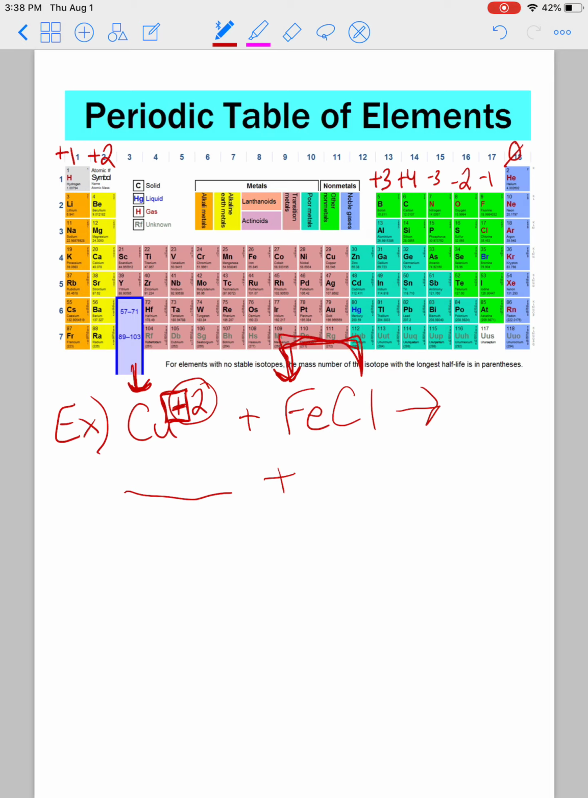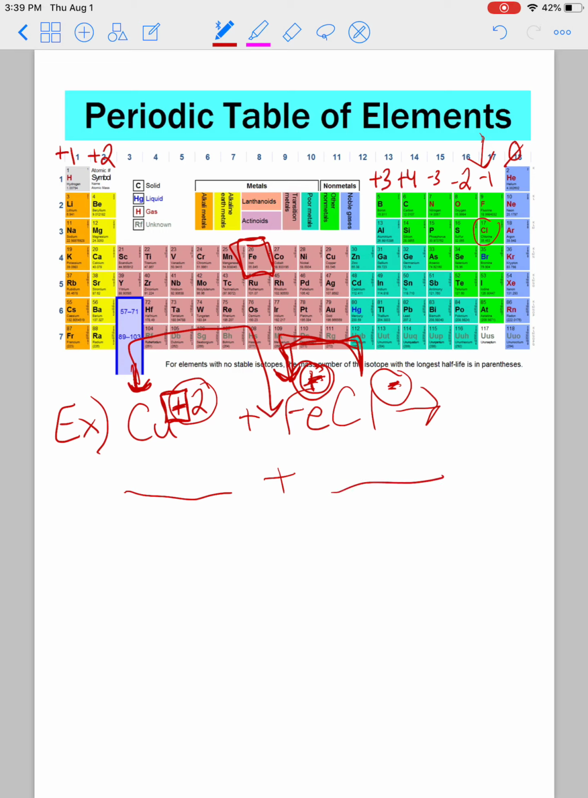So if we look for Fe, we can see that it's a transition metal. It doesn't give us the charge because they have multiples. It doesn't give us the charge on the periodic table. So we can remember that transition metals typically have a positive charge. And then chlorine, if we look, it has a negative charge because it's -1. So since chlorine's negative and Fe is positive, I know that Cu is going to switch places with Fe.